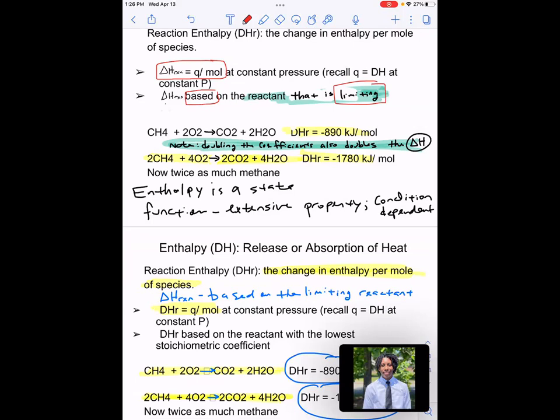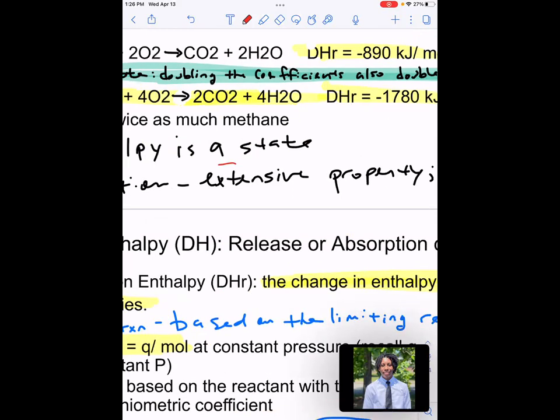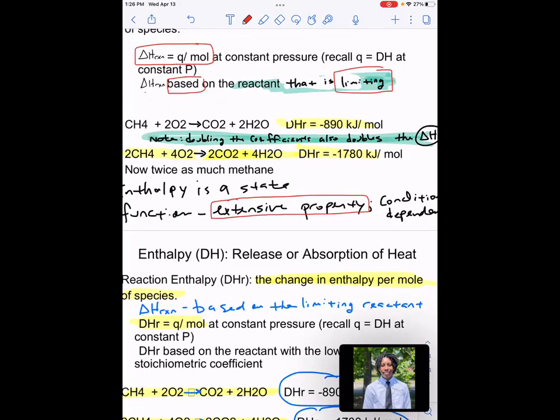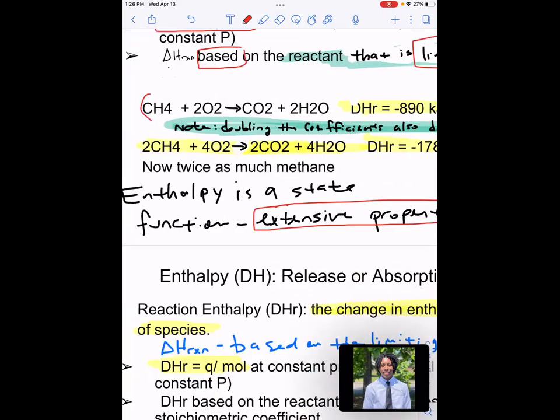All of these are what we call, remember the other day we talked about this, extensive properties, right? They're based on some amount or some condition, right? So enthalpy itself is a state function. And the way you see that is here, right? You can see in this reaction here, all the coefficients are different. The coefficient for methane is 1, 2 for oxygen, and 1 for CO2 and 2 for water.